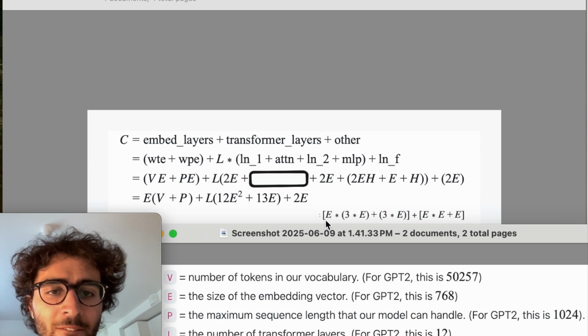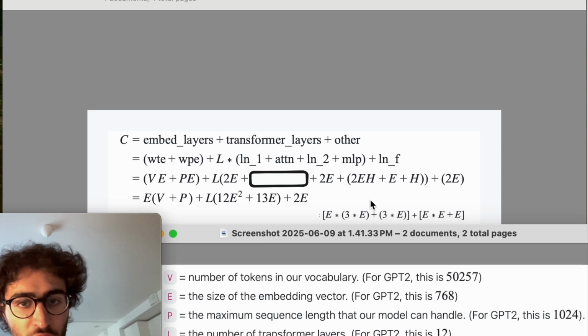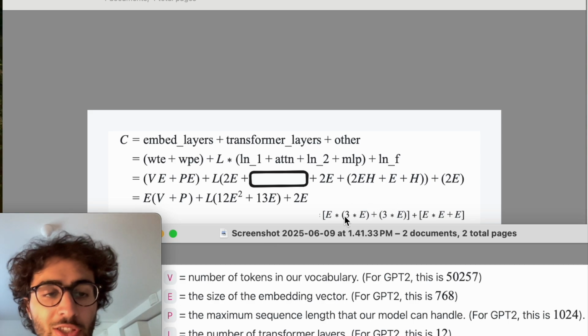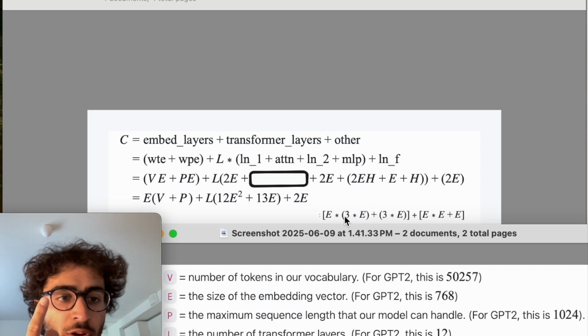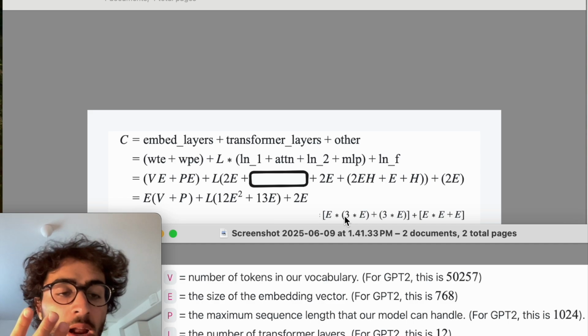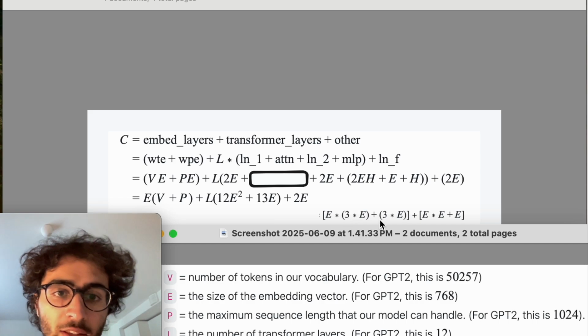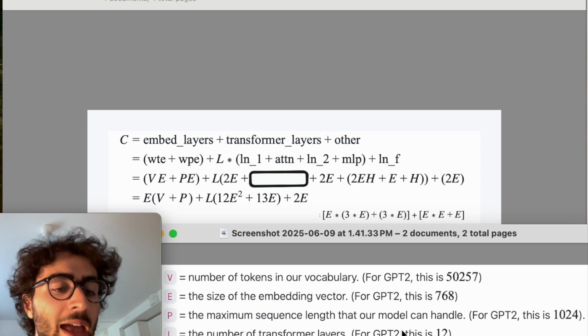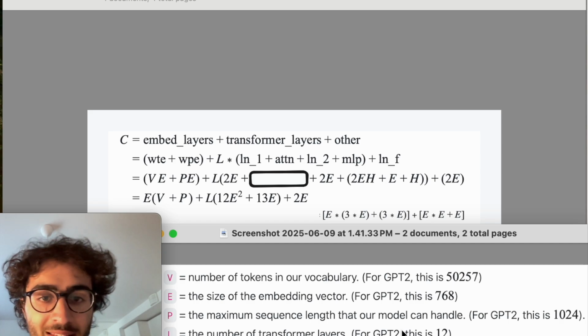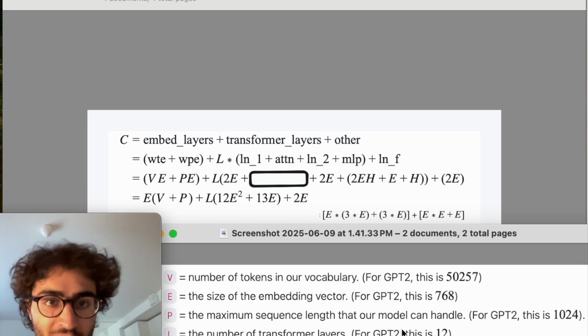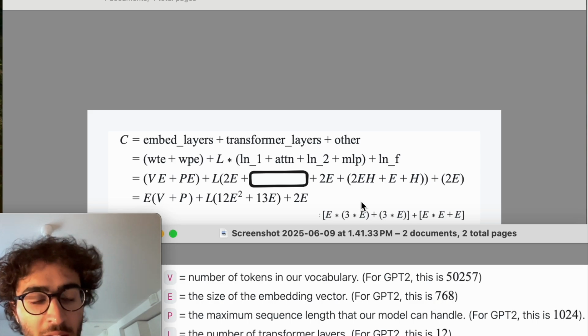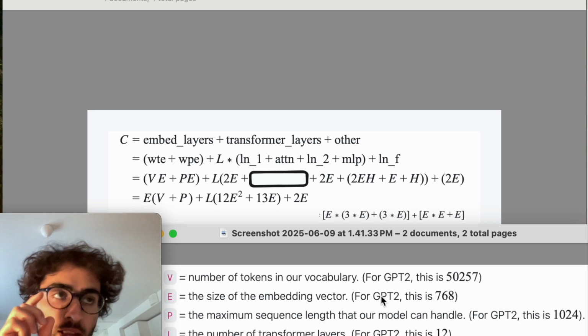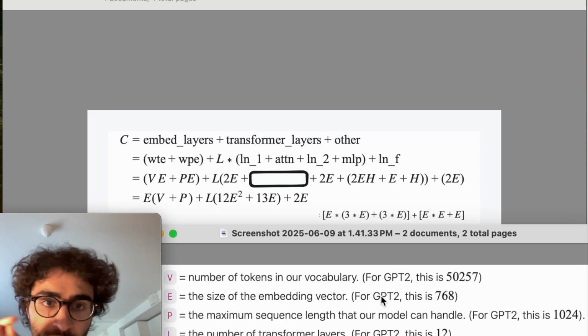First of all, we have E times 3E. Okay, so what is this? So we have our embedding dimension squared times 3. The 3, you can intuit, comes from the fact that we have a query, key, and value matrix in our attention calculation. And those are each E by E. So 768 by 768. In the case of GPT-2, there were 12 heads for the multi-head attention, which means that each head dimension was 64 in length, so 768 divided by 12. But in any case, the full query, key, and value matrices were all 768 by 768, and there were 3 of them.